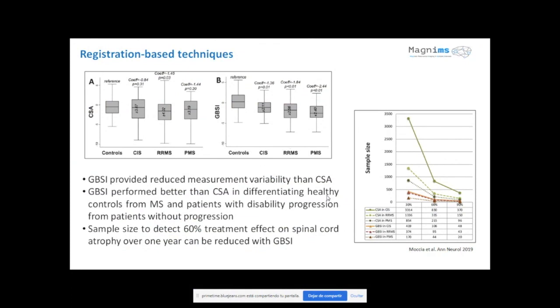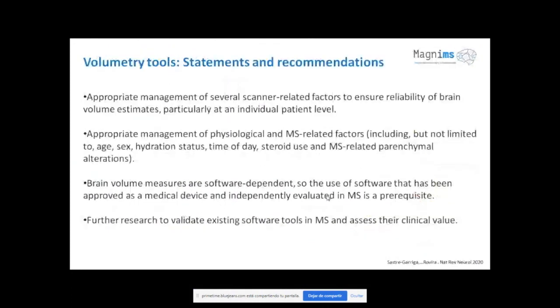So I will finish by mentioning some of the statements and recommendations that we published in our recent paper in Nature Reviews Neurology. These are the recommendations made by the MAGNIMS group, in which we mentioned that appropriate management of several scanner-related factors is essential to ensure the reliability of brain volume estimates, particularly if we want to use these measures at the individual level.